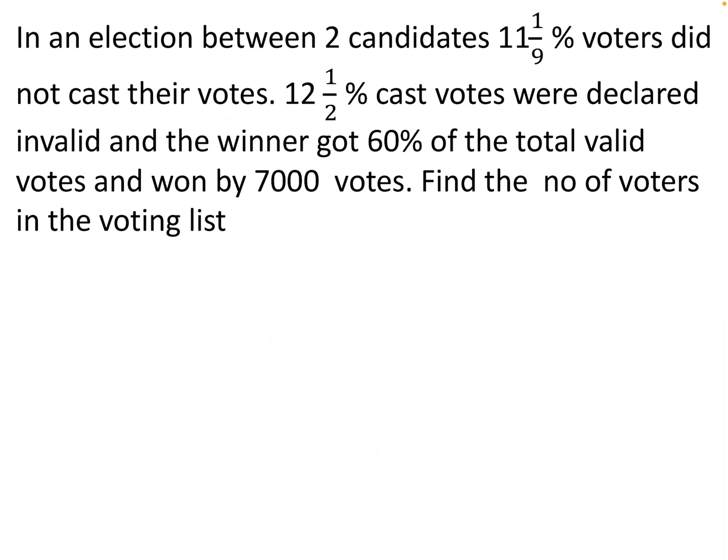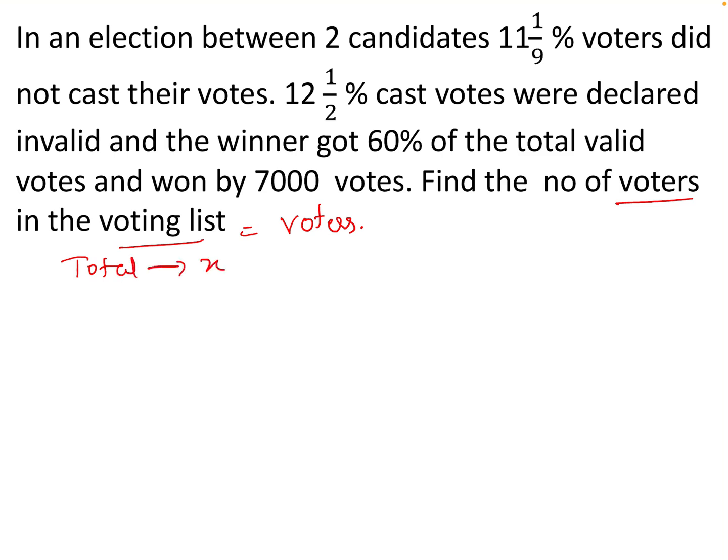In an election between two candidates, 11 won by 9% voters did not cast their votes. 12.5% cast votes were declared invalid, and the winner got 60% of the total valid votes and won by 7,000 votes. Find the number of voters in the voting list. So again they are asking the total number of voters. We don't know the total number of voters. Let total number of voters be x.